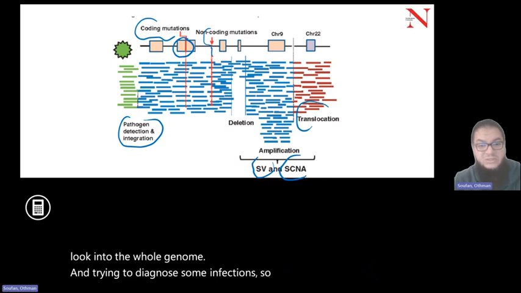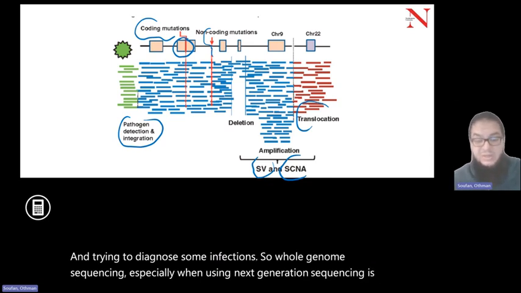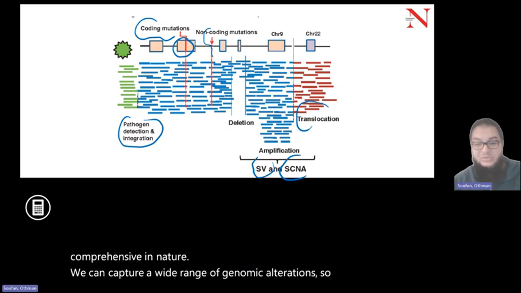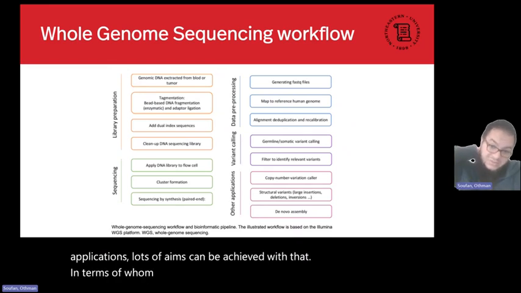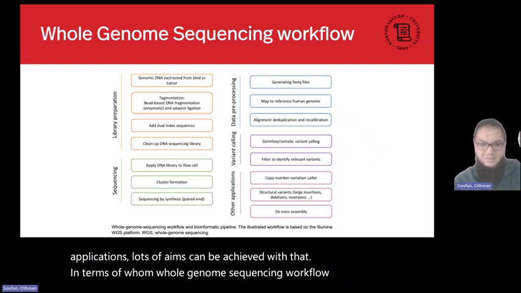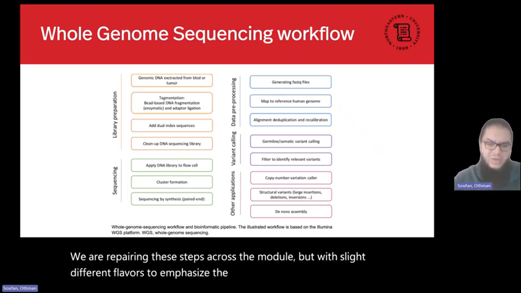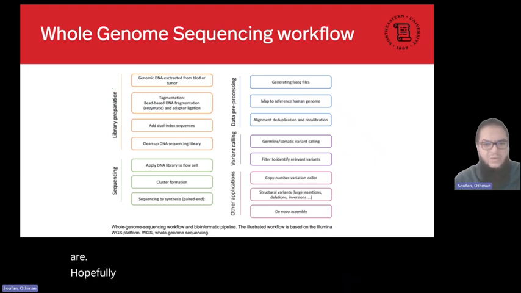So whole genome sequencing, especially when using next generation sequencing, is comprehensive in nature. We can capture a wide range of genomic alterations. So lots of applications, lots of aims can be achieved with that. In terms of the whole genome sequencing workflow, we are repeating these steps across the module, but with slightly different flavors to emphasize the importance, and some of the information that is hopefully helpful for you.